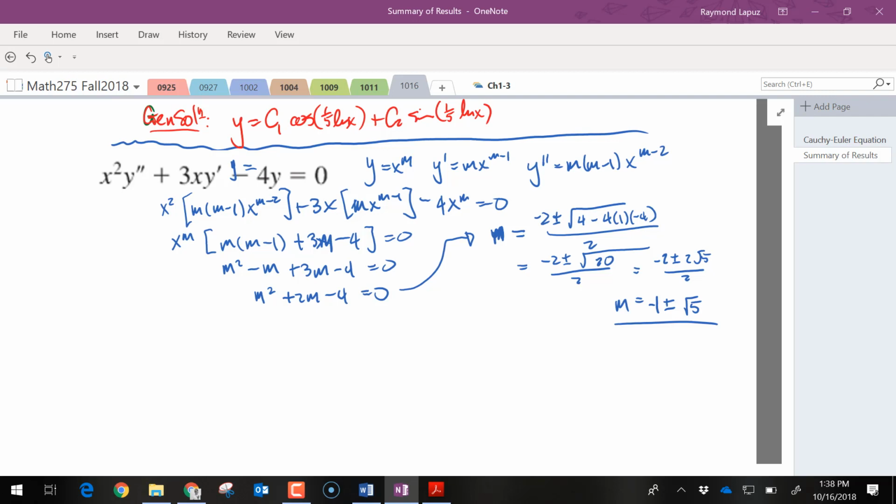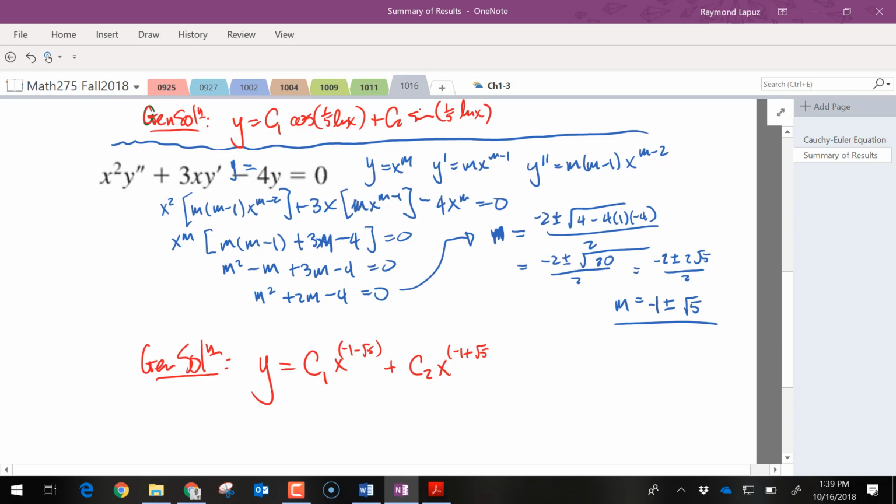So you can just say, I'll just go straight to the solution. So the first solution would be x to the power negative 1 minus square root of 5. And then the second one would be x to the other power, negative 1 plus square root of 5, which are 2 different solutions. And then that's it.